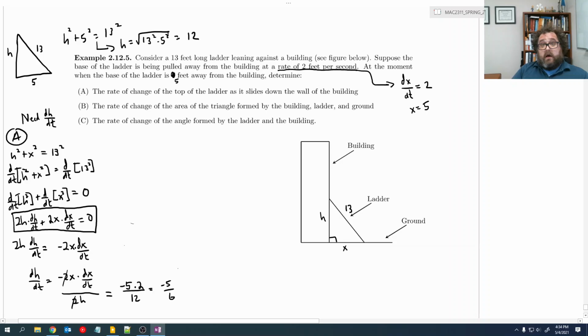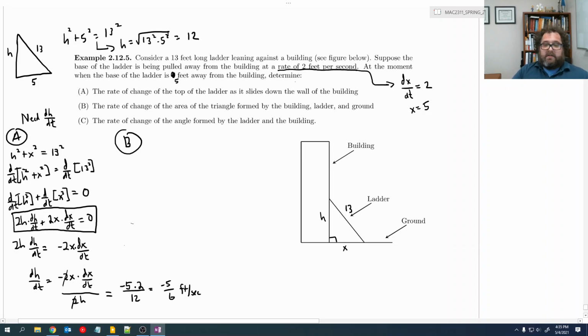Now, what are the units? We're talking about the rate of change of the top of the ladder, so the rate of change of height, that's a length. So we're talking about feet per second. So there's A. Cool. What about B? B is asking for the rate of change of the area of the triangle formed by the ladder, the ground, and the building.